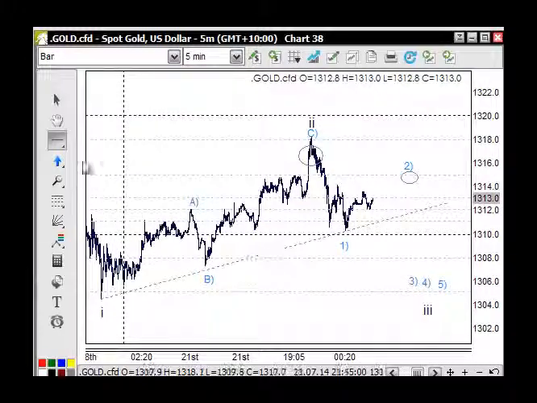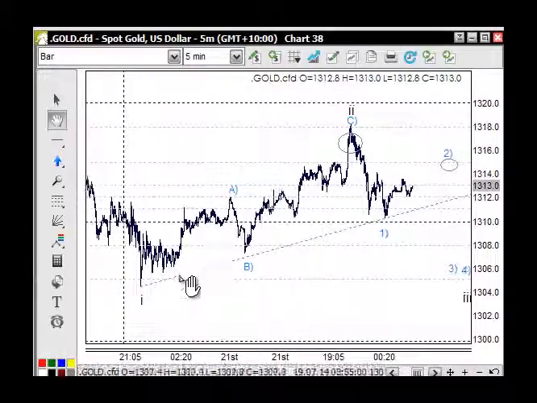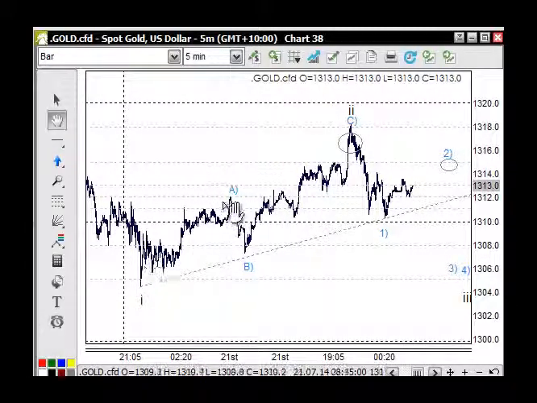Just drilling right in here now. While we're here, this move up for wave 2 was really neat and tidy in terms of the A wave, the B wave, and then 1, 2, 3, 4, and 5 for the C wave of 2, with our target at, I said 315, I've made an error, but the 61.8 was 1317.